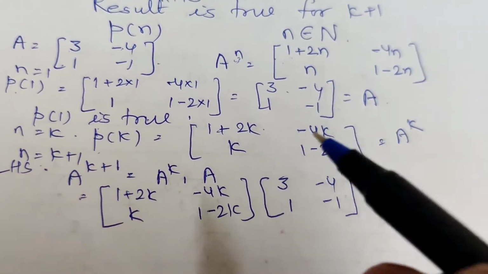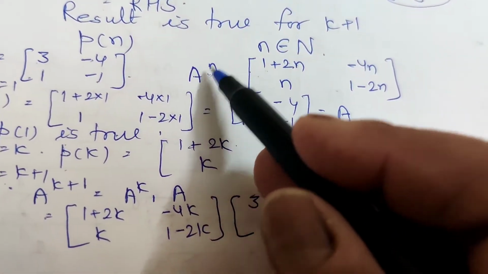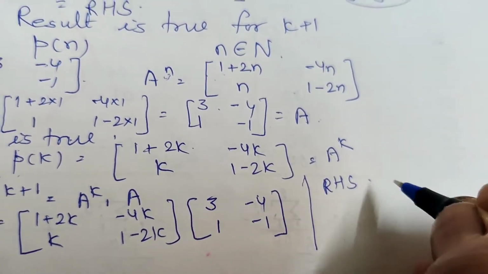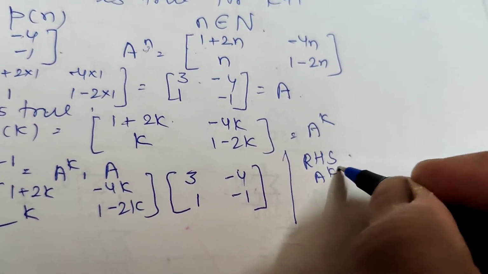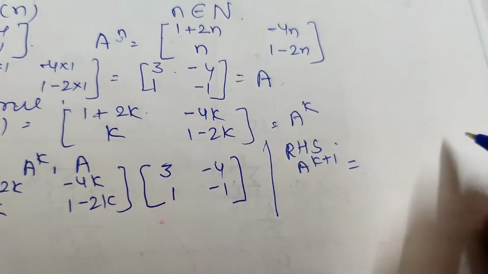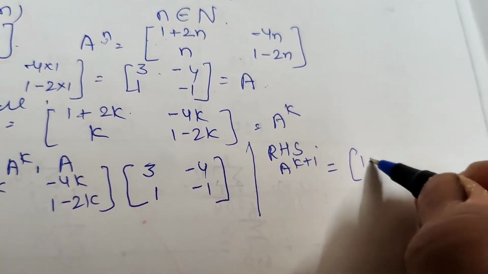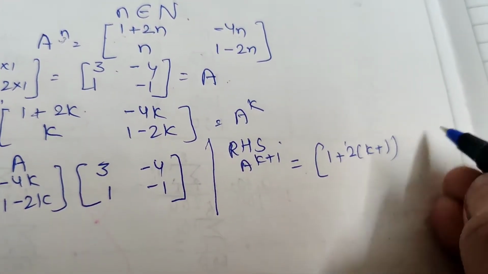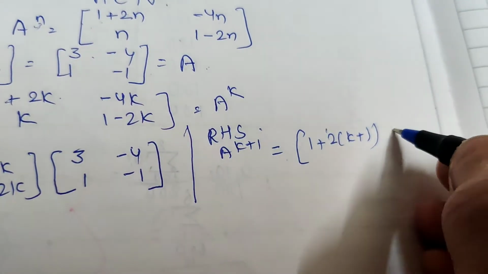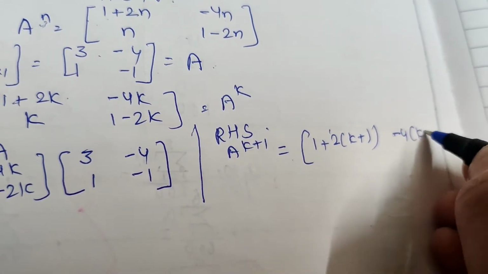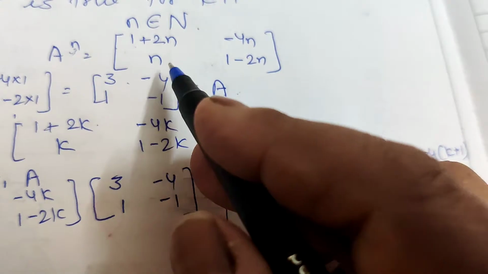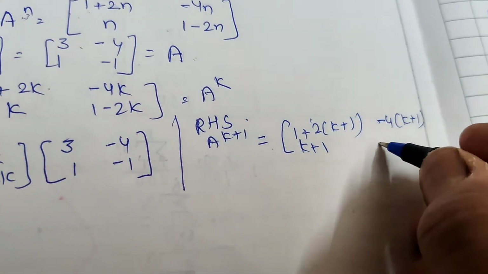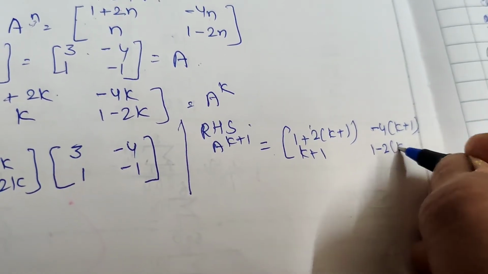RHS में अगर हम यहाँ रखेंगे तो LHS हो गया, and RHS if we just put A raised to power k plus 1, so what will be the RHS? 1 plus 2 into k plus 1, minus 4n means minus 4 into k plus 1, n means k plus 1, and 1 minus 2n, 1 minus 2 into k plus 1.